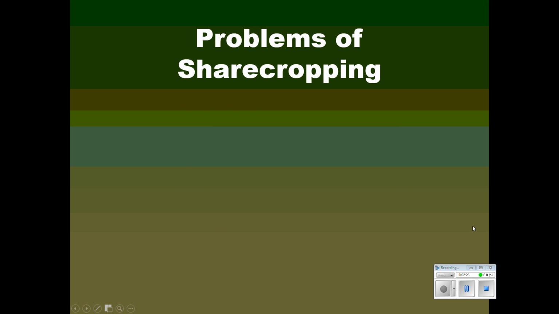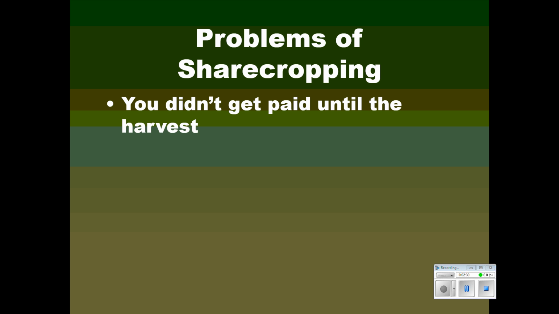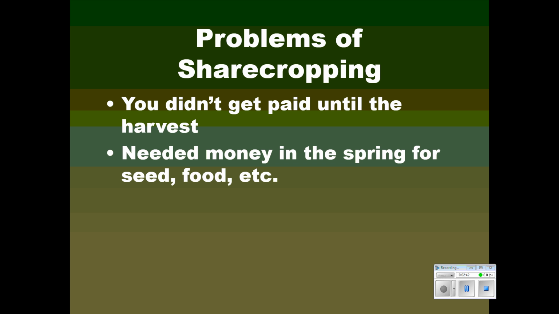Now, there were all kinds of problems with sharecropping. If you were a sharecropper, you didn't get paid until harvest time. You were paid in the form of keeping a portion of the crops that you had grown. But you had to live until then. You needed money in the spring for seed, for food, etc., to get you through the growing season. Now, in order to get this, you had to borrow it. Now, where did you go to borrow it?